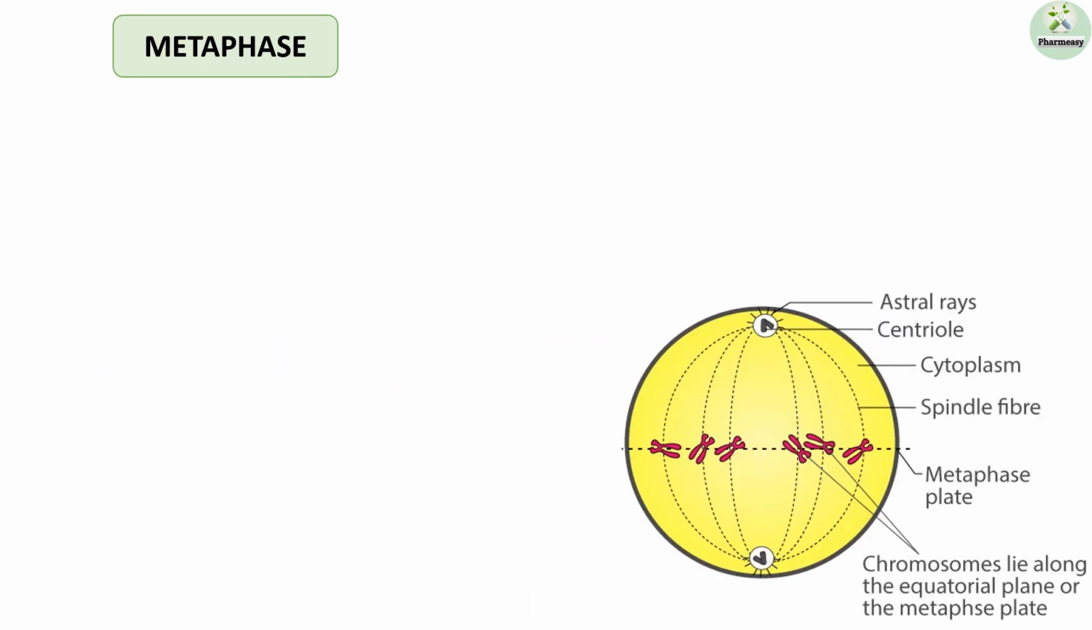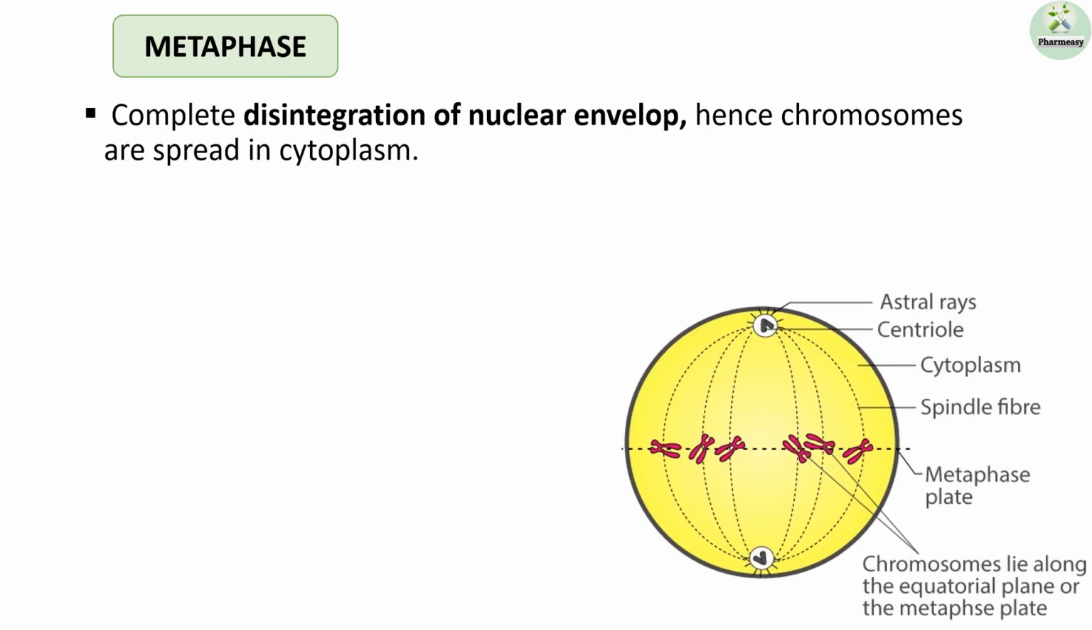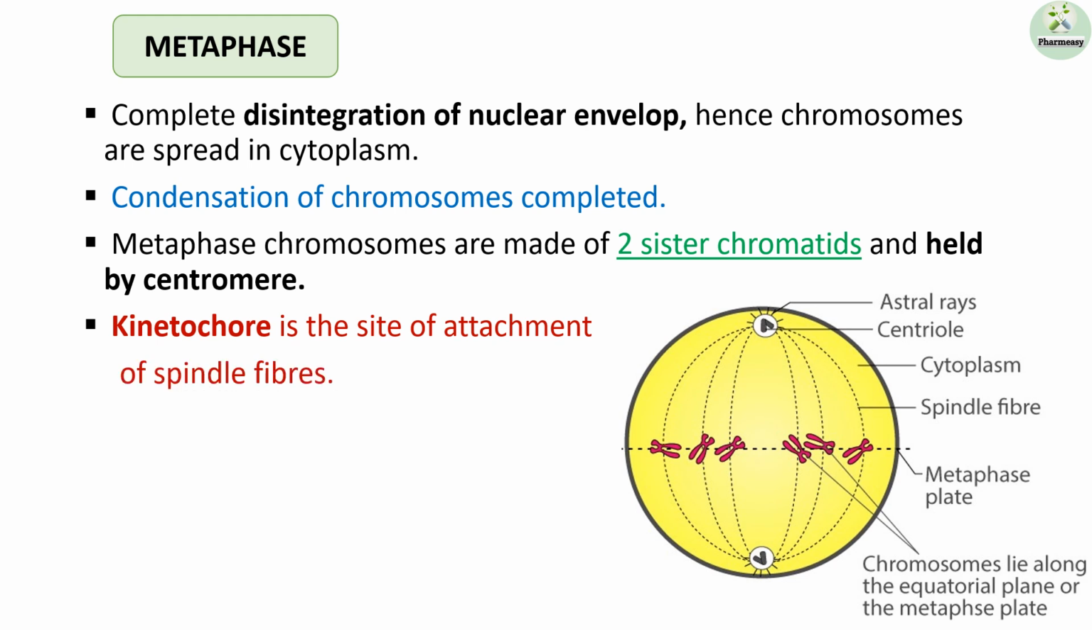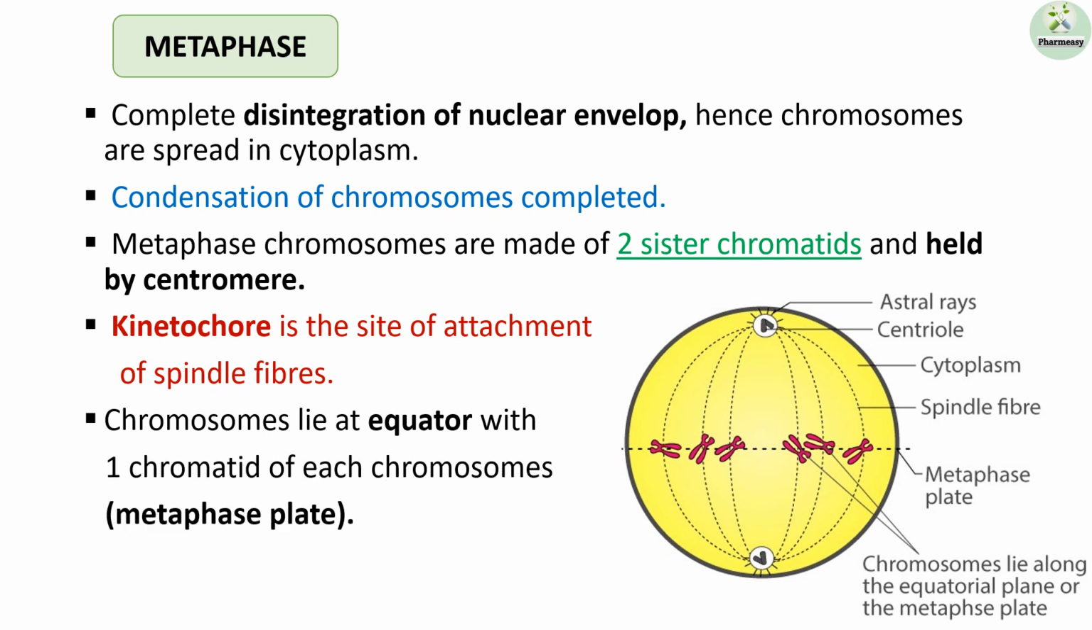Next phase is metaphase. In this, complete disintegration of nuclear envelope occurs. Process of condensation of chromosomes is completed. Metaphase chromosomes are made of two sister chromatids and held together by centromere. Kinetochore is the site of attachment of spindle fibers, and chromosomes lie at equator with one chromatid of each chromosome as shown in the figure.